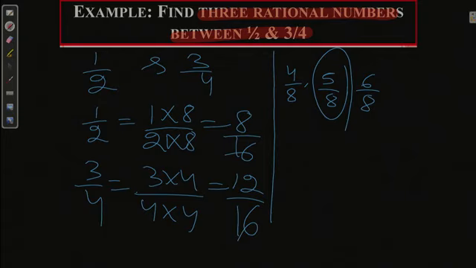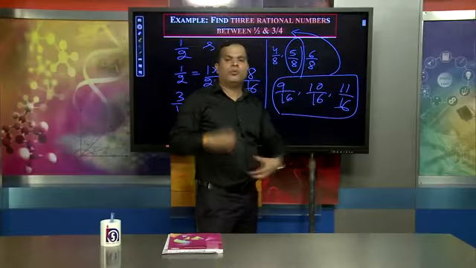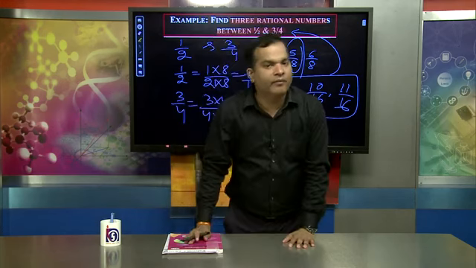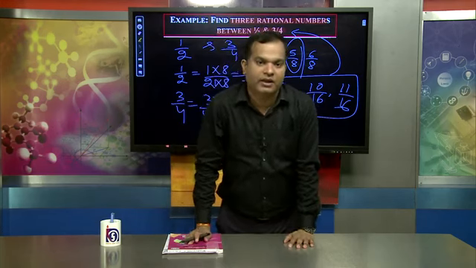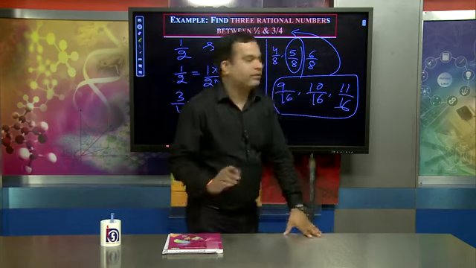Now between 8 by 16 and 12 by 16, you will get 9 by 16, 10 by 16, 11 by 16. I can say these are the three rational numbers between 1 by 2 and 3 by 4. The question is asking for only 3 rational numbers, so these are the 3. We can find 4, we can find 5, we can find an infinite number of rational numbers between two rational numbers. But this is the way we have to find the rational numbers between two rational numbers.